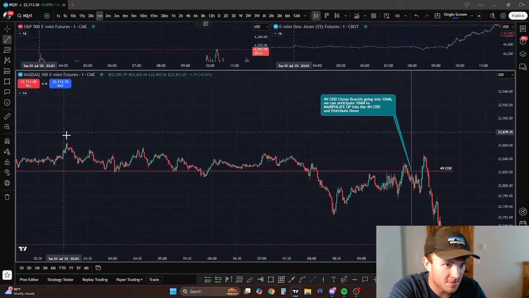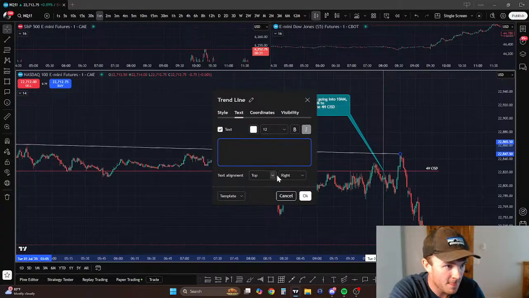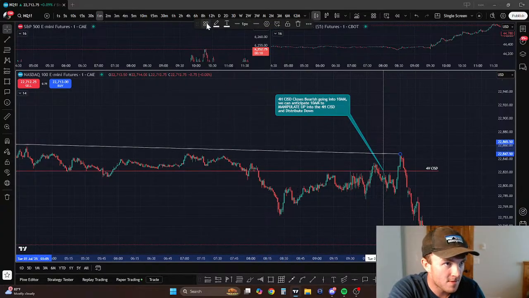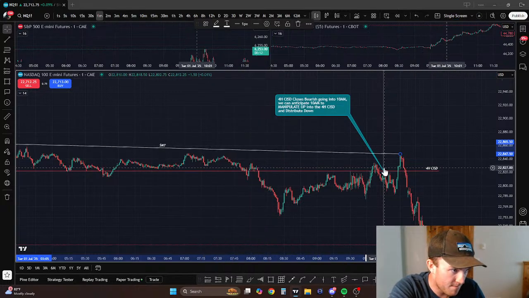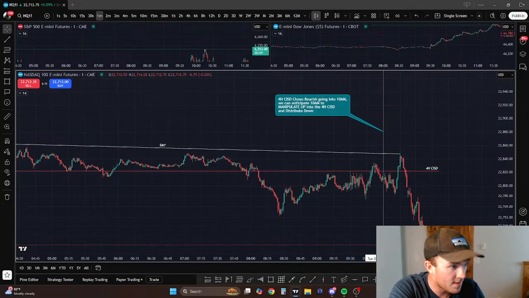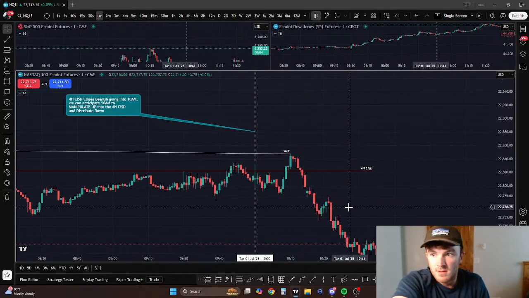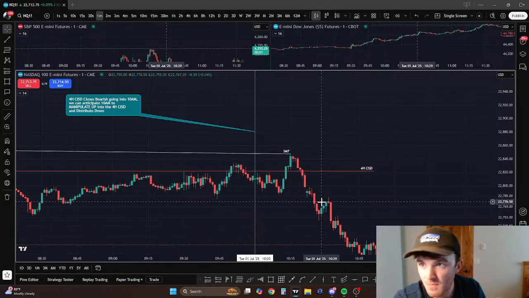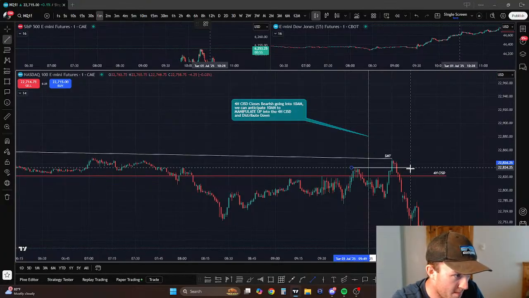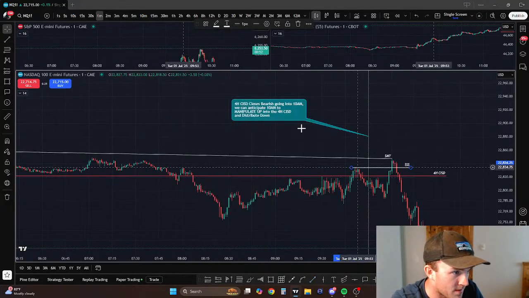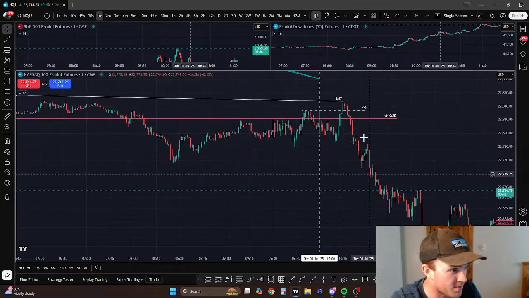Right, and then we end up getting SMT with this high. This is where using 10 a.m. power of 3 becomes really powerful. So SMT with this high, and then manipulation above this, and distribution, just like that.